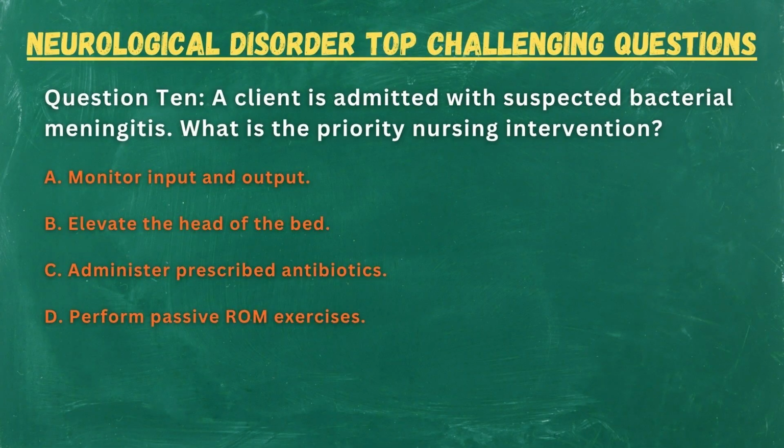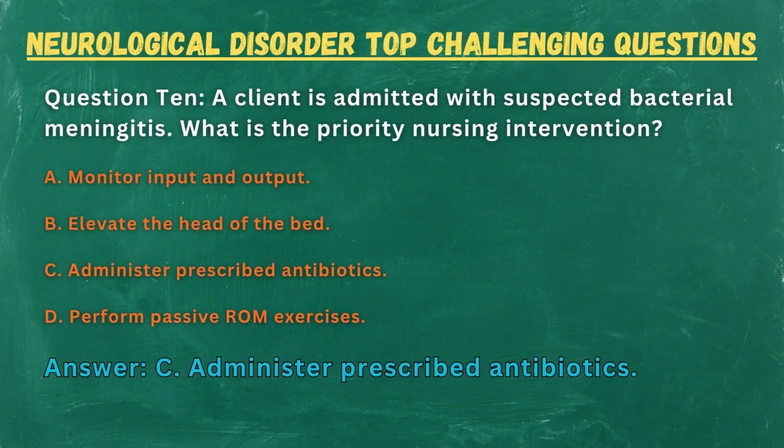Question 10. A client is admitted with suspected bacterial meningitis. What is the priority nursing intervention? A. Monitor input and output. B. Elevate the head of the bed. C. Administer prescribed antibiotics. D. Perform passive ROM exercises. Answer. C. Administer prescribed antibiotics.